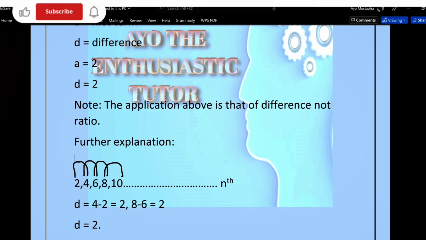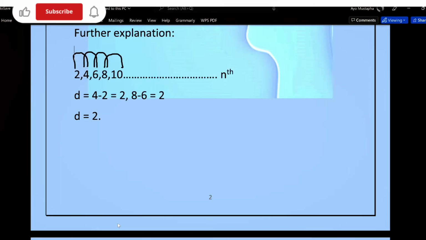So 4 minus 2 equals 2. We also have 8 minus 6. We did the same thing we did here. We bring the 8 forward and we take the 6 back. So we have 8 minus 6 gives us 2. And that's how we arrive at our difference.